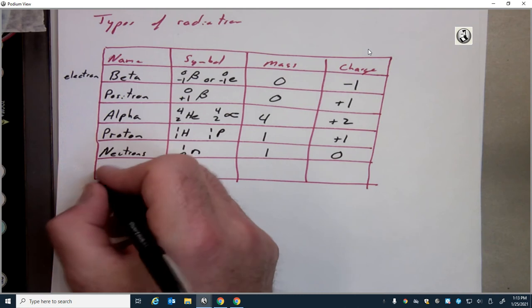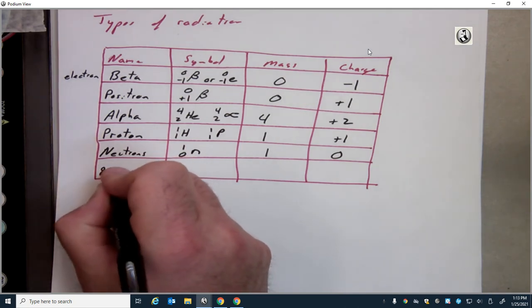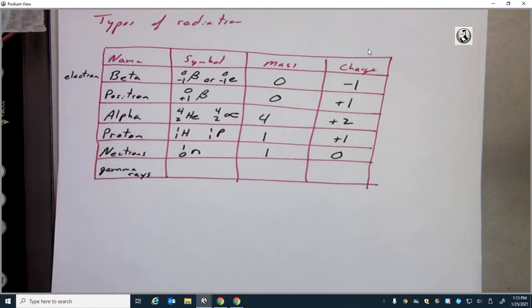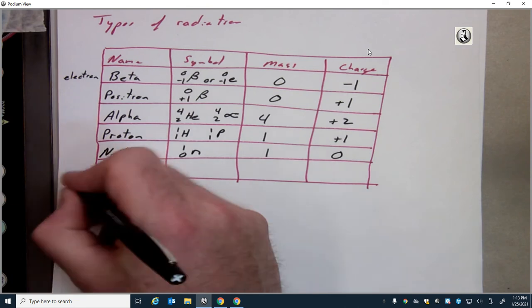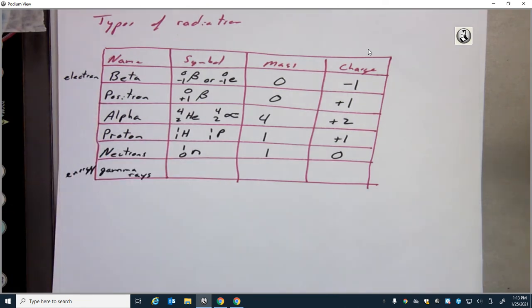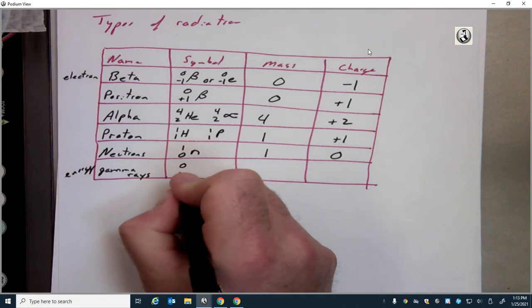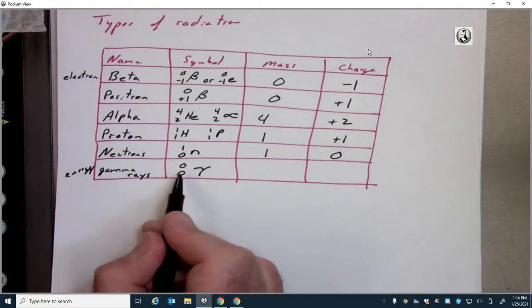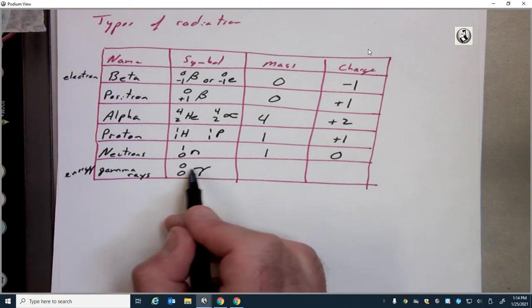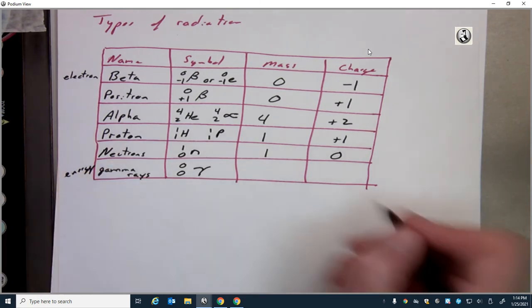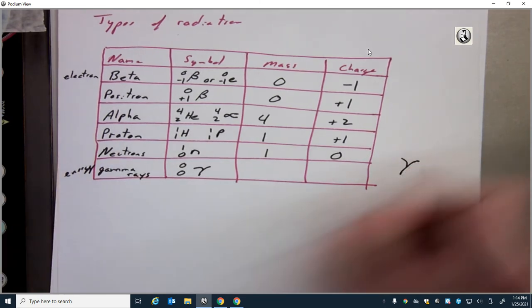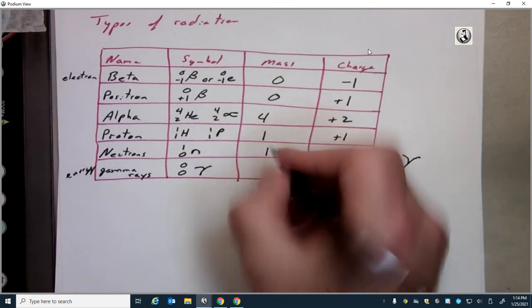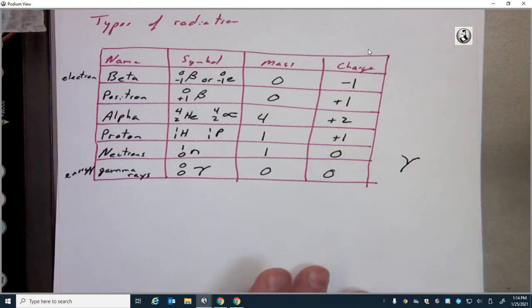And then finally, the last one is gamma rays. And gamma rays are not particles, they're energy. Its symbol is 0-0 and the Greek letter gamma. It's kind of a weird Y, something like that. It's curvy. And since it's energy, it has no mass, and it has no charge.